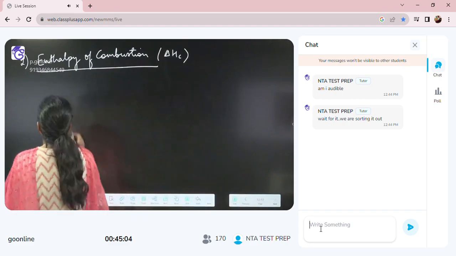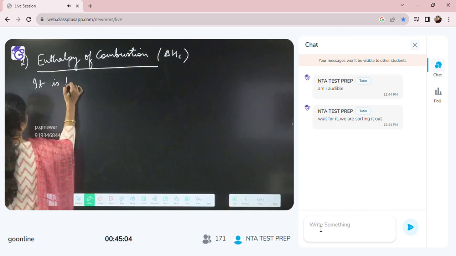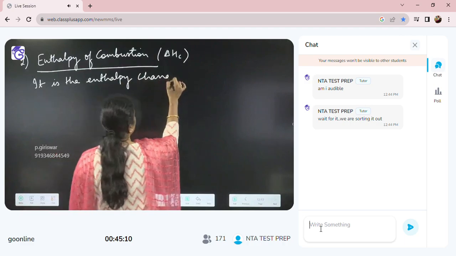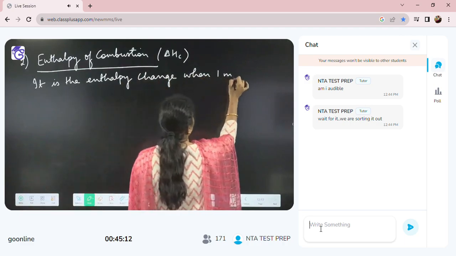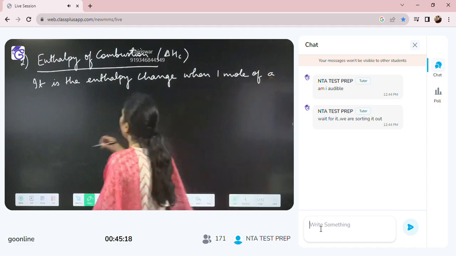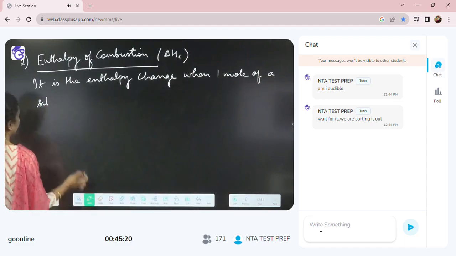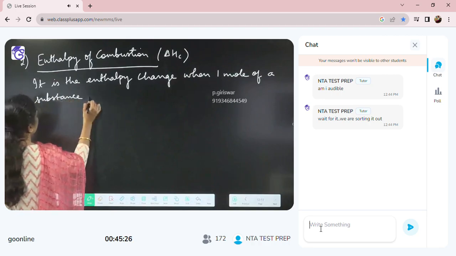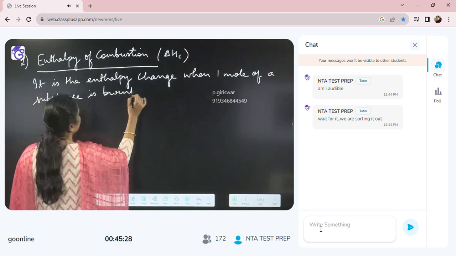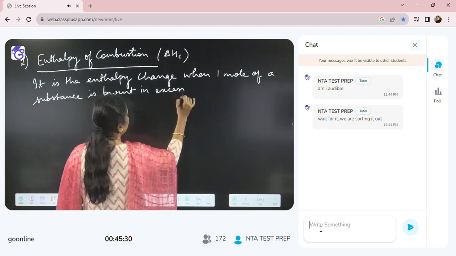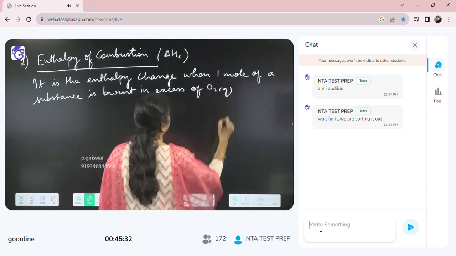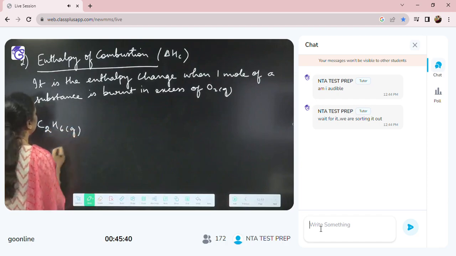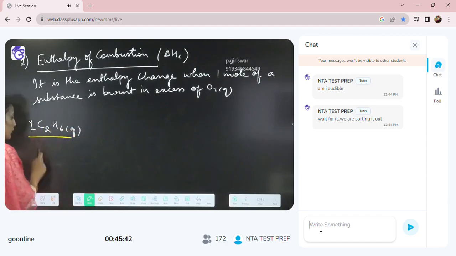So I'll write down here, it is the enthalpy change when 1 mole of a substance is burnt in excess of oxygen gas, right? So for example, if I want to write down C2H6 gas, its enthalpy of combustion, make sure you are taking only 1 mole of it.